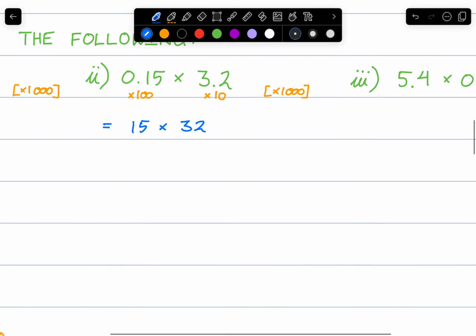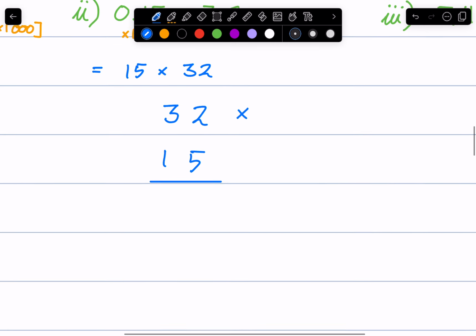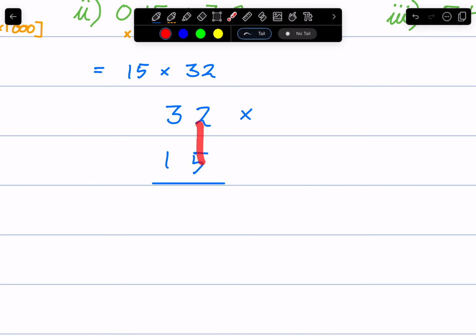And at this point, we just break this into an algorithm. I'm going to put the larger number on the top. So 32 times 15. Okay, so let's work this now. 2 times 5 is 10. Carry the 1. 3 times 5 is 15. Plus the 1 gives us 16. We're finished working with the 5.